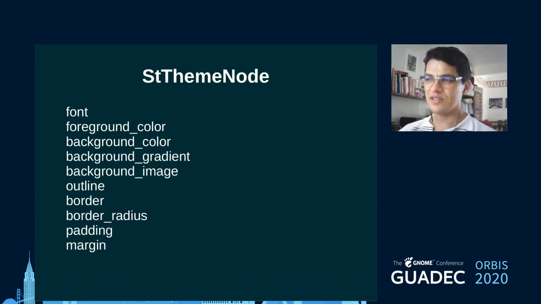An st-theme node is the object that corresponds to each styled element and it has a bunch of properties. It has the font for that widget, the foreground, the text foreground, the text background, if the background of the widget has a gradient or an image, and all the CSS box properties for the outline, the border radius. These are kind of similar to those in the web world, but not entirely.